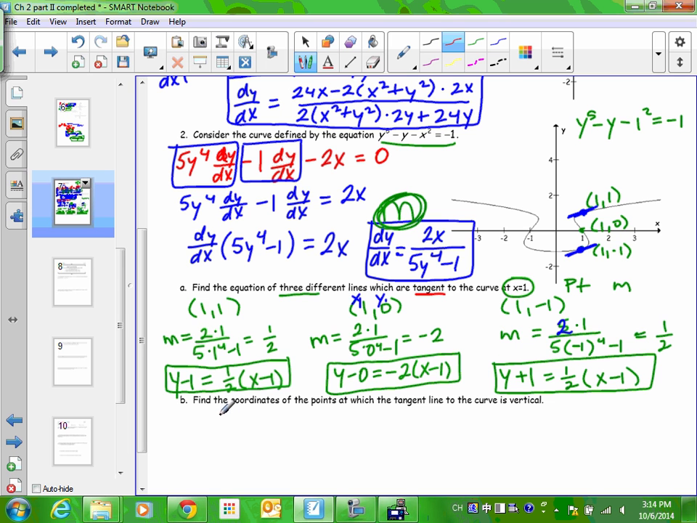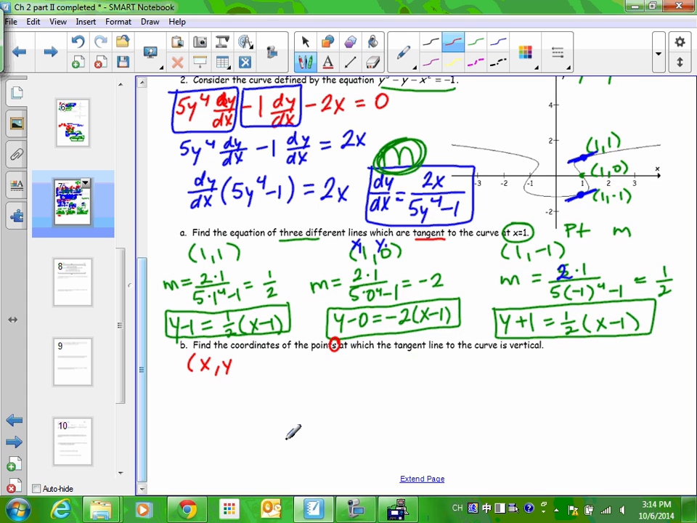Okay, let's look at part B. Find the coordinates of the points. This is implying that there's more than one answer. So your answer here should be x comma y, by the way. Okay? And maybe more than one x comma y, at which the tangent line of the curve is vertical.